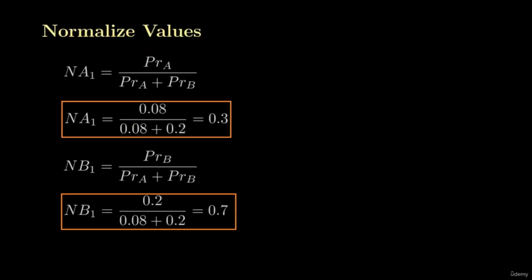Now it's time to normalize these values. In order to get the normalized values of these probabilities, we will divide the probability of A by the sum of probability A and probability B, and we will get 0.3. Similarly, the normalized value for the first trial for coin B will be the probability of B over probability of A plus probability of B. If we solve this, we will get 0.7. Now we can see that with the normalized values, the sum equals 1. That is, if I add 0.7 plus 0.3, it is 1. And we know that if we have two events, then the sum should be equal to 1.